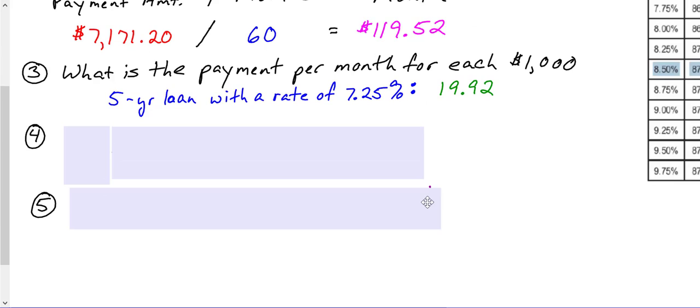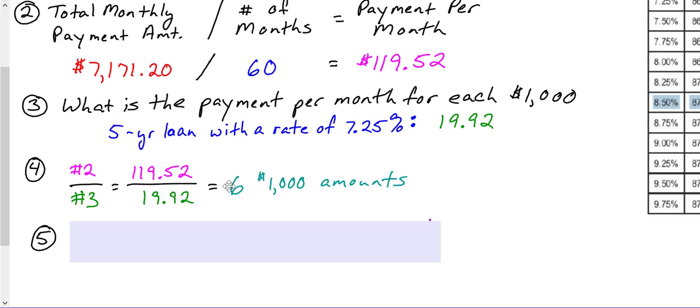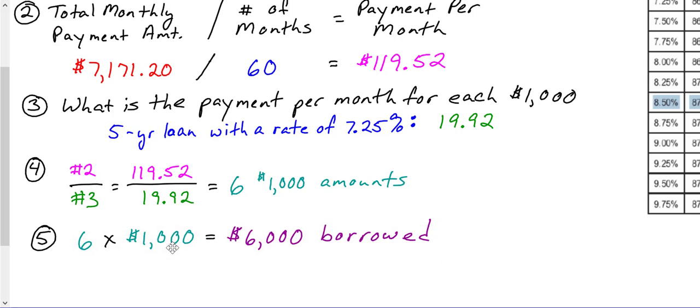Now you want to take the payment per month and divide it by the payment per month for each $1,000. So that would be $119.52 divided by $19.92, and that would give us 6 thousand-dollar amounts. The last step would be multiplying 6 times 1,000. So that means we borrowed a total of $6,000.